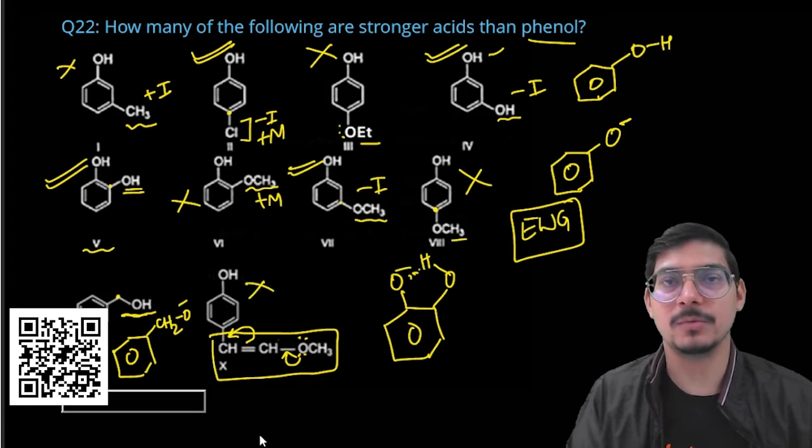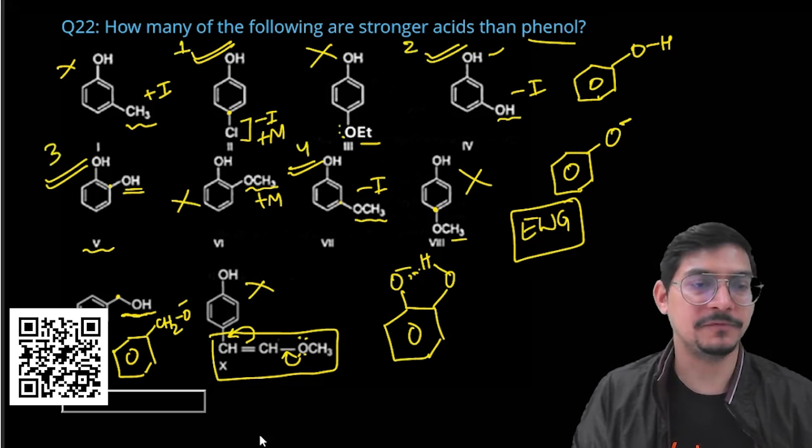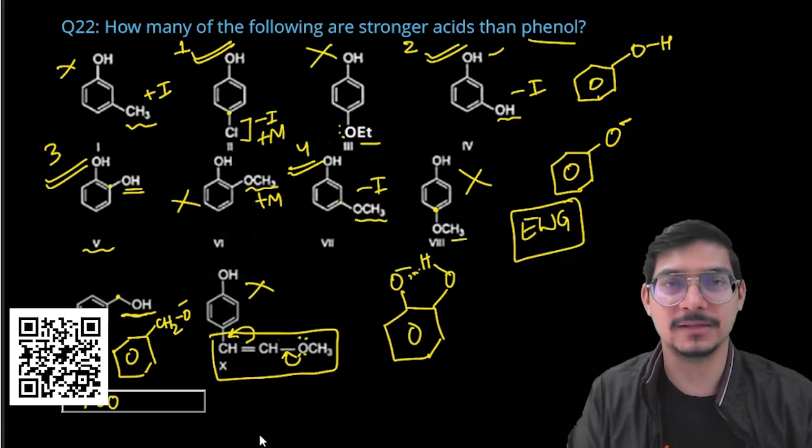So how many of the following molecules are stronger acids than phenol? So this is 1, this is 2, this is 3, and this is 4. So the total number of molecules that are more acidic than phenol would be 4. So 4.00 would be the correct answer to this question.